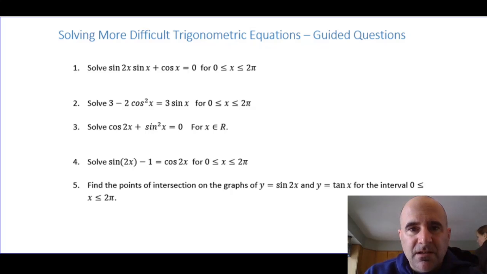Welcome to our second lesson on solving difficult trigonometric equations. These ones are slightly more difficult in that they involve using some of the double angle identities and some other tricks to solve. Our first four problems are just solving some trigonometric equations, and in our last one we're going to solve a trig equation but actually use it to think about the intersection of two curves. Okay, let's get started.